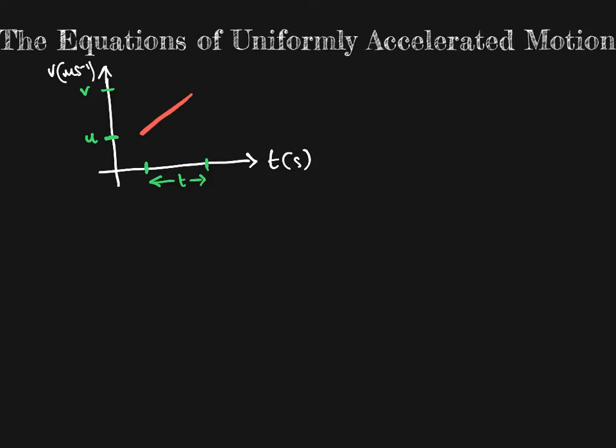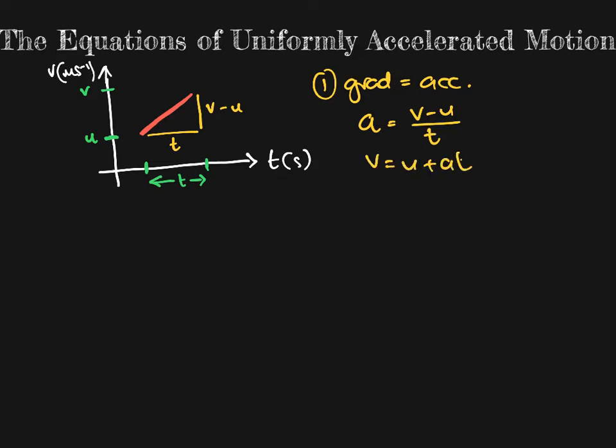Okay, the first equation comes from the fact that the gradient, as we've said many times, of this graph is acceleration. The gradient is the change in velocity divided by the change in time. The change in velocity here is v minus u, and the change in time is t. So the gradient, which is the acceleration, is v minus u over t. And if we rearrange that, we get v equals u plus at, which is the first equation of uniformly accelerated motion.